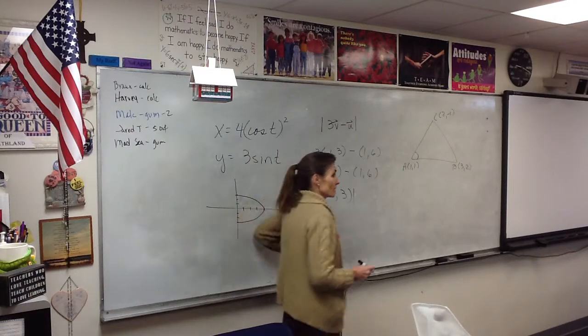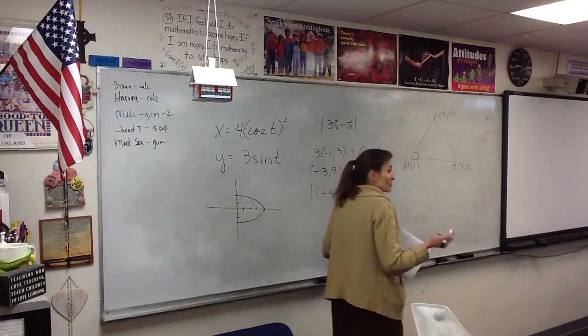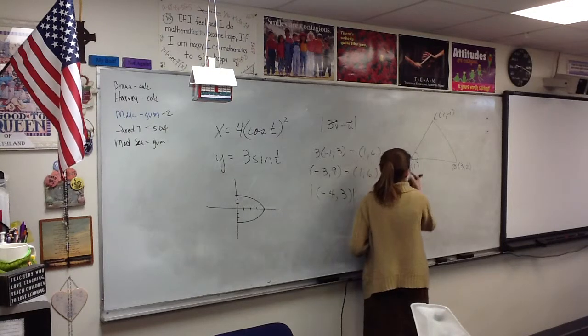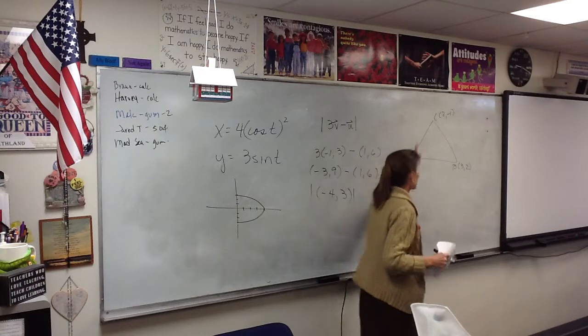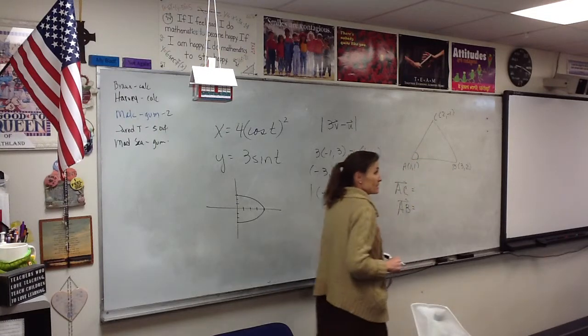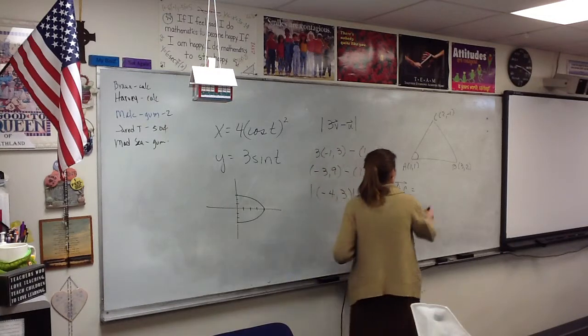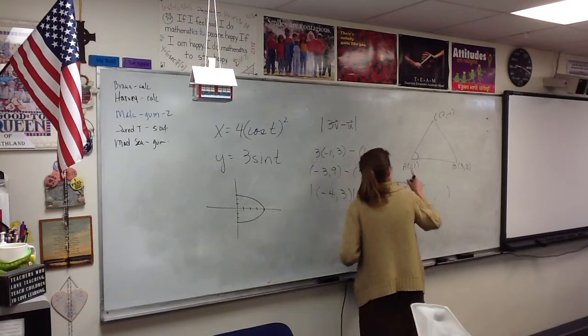We got to find the vectors first. We don't even have the vectors, so we need to find the vectors first. And if it's angle A we're after, we're going to do AC and AB. So what are the coordinates of AC from A to C?